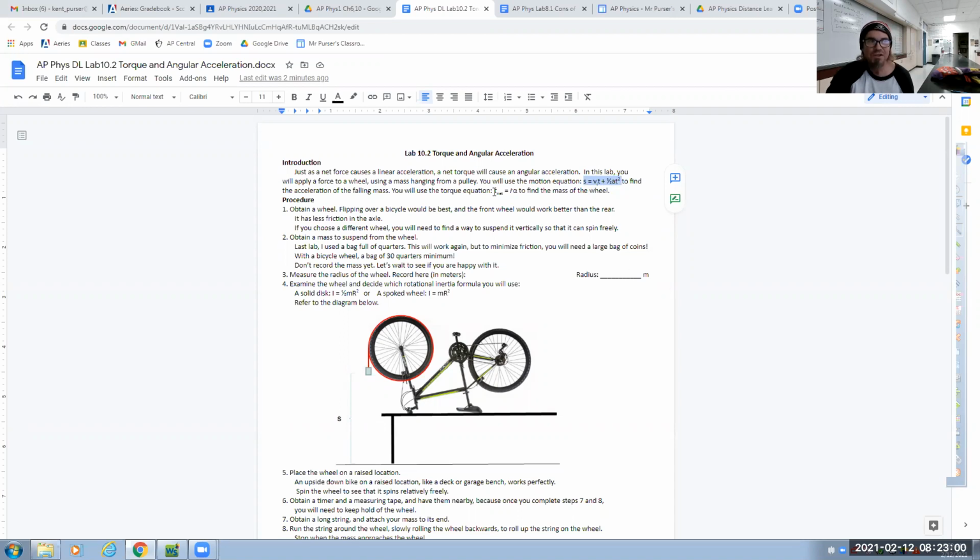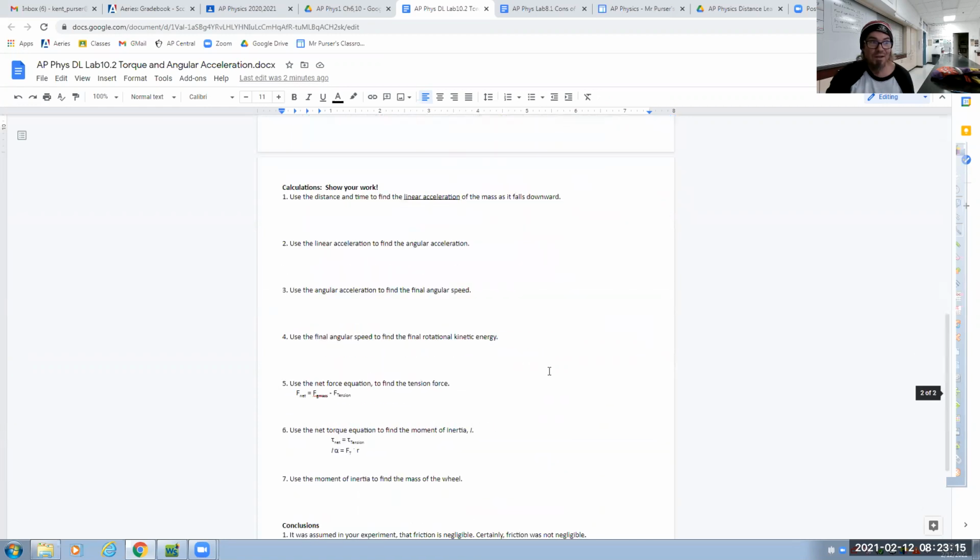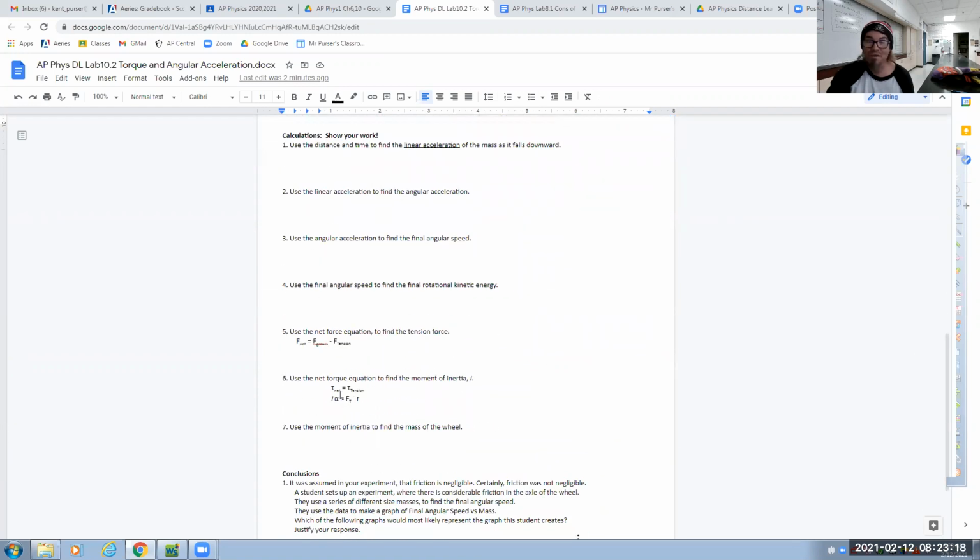Once you know what the acceleration is, you can take the fact that there was a tension force pulling down on the wheel, and that tension force created a torque. And from that, we can figure out the angular acceleration, right? And all of this good stuff.